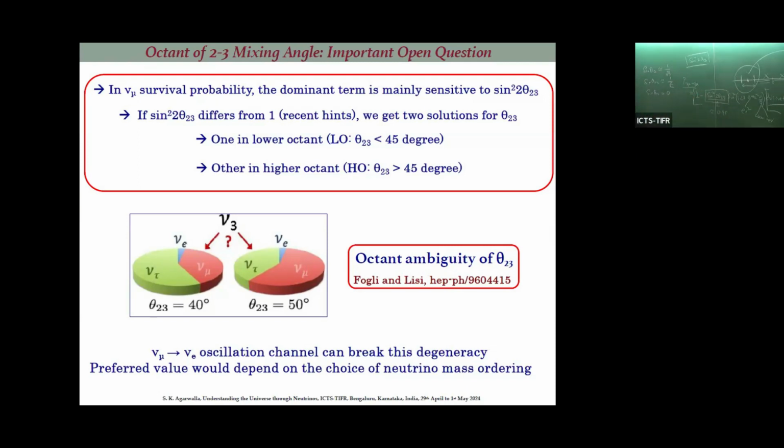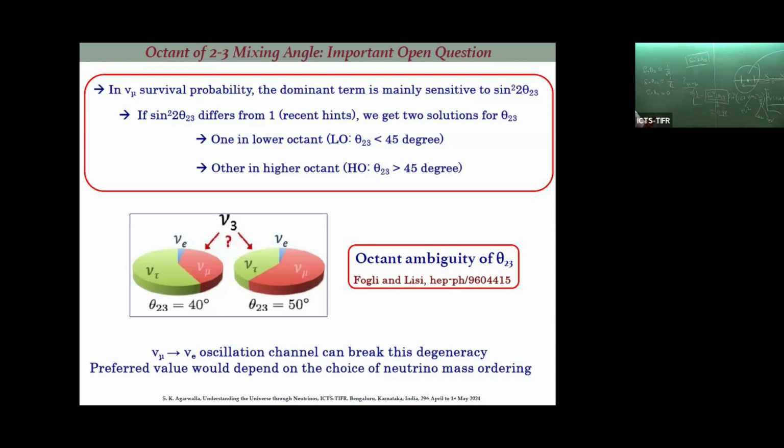Then you can immediately see you will get two values of theta 2,3. If your sine square 2 theta 2,3 is close to 1 but not exactly 1, you will get two values of sine square theta 2,3, right? One value will be below 45, another will be above 45. You all appreciate this, right? You can just do it yourself right now: if it is 0.9, what are the two theta 2,3 solutions you get? Just do it right away, while I am talking to you. Take any value, and you will see that you get two solutions.